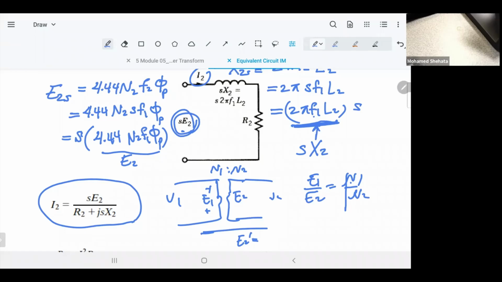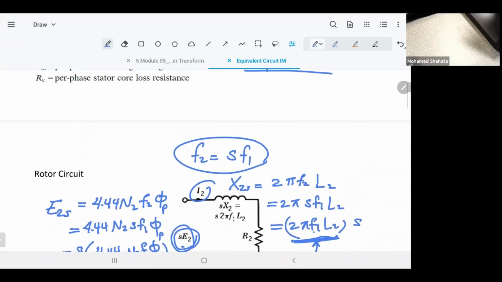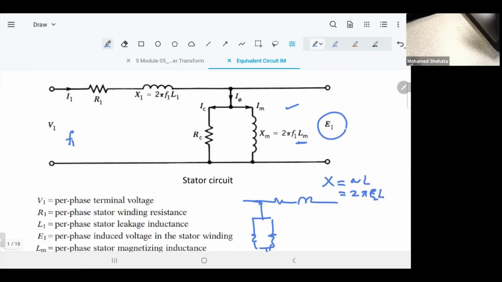If you move the components over to one side, so you have a circuit on one side. But before I connect, I cannot just put the circuit to the stator. I just cannot do that, and I say this about SE2 because they are not equal.